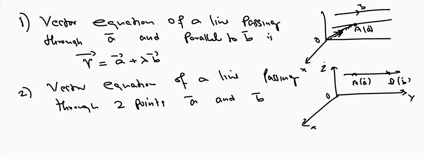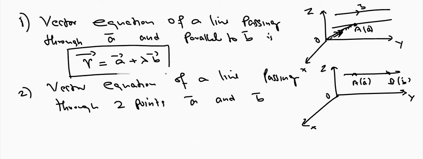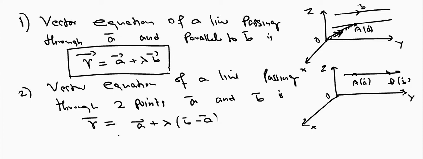Usually a line is determined in two ways. One is passing through a point and parallel to a vector, that is a vector plus lambda b vector, and the second one is passing through 2 points having position vectors a vector and b vector, which is r vector equals a vector plus lambda into b minus a. Lambda is a scalar.